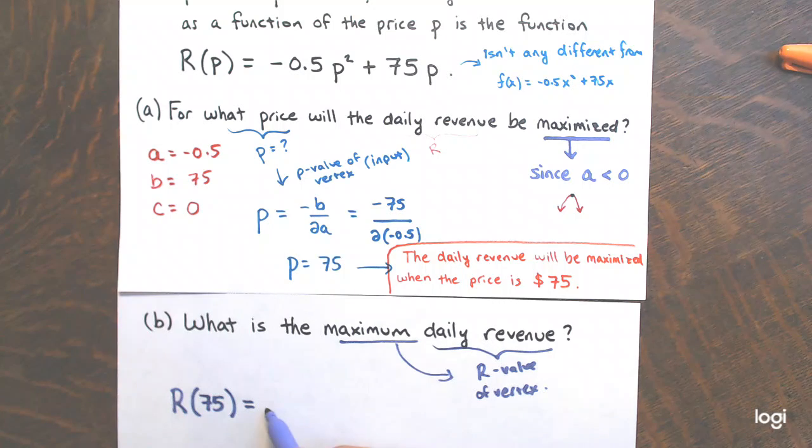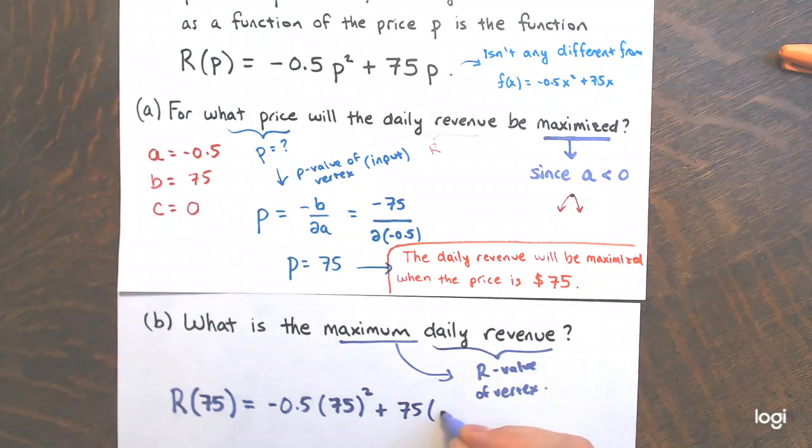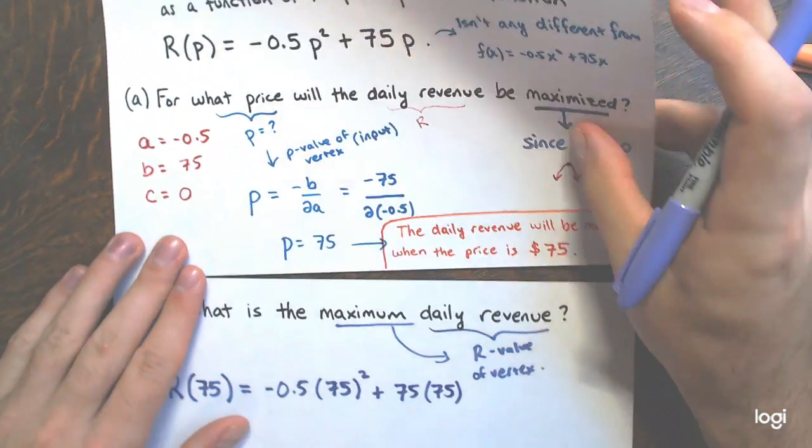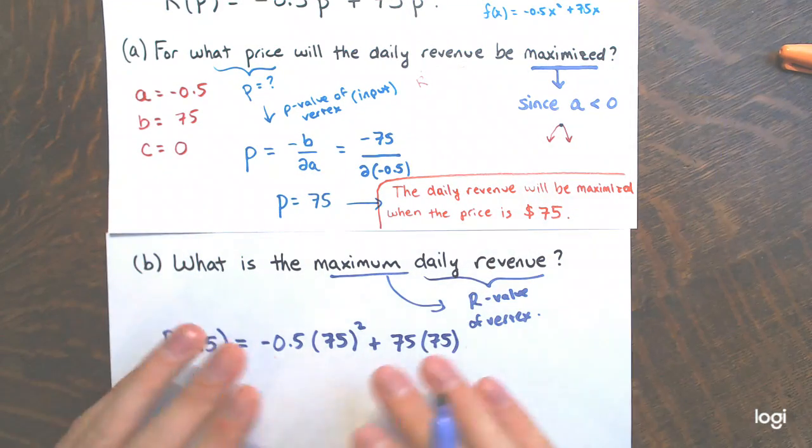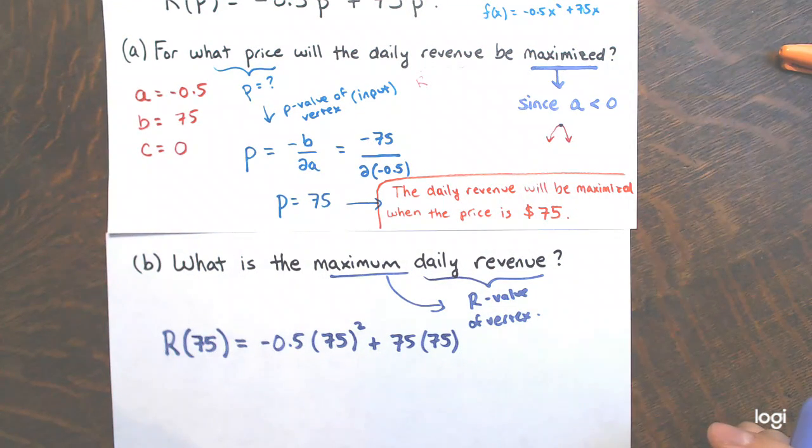Okay, so I put that in. That's negative 0.5 times 75 squared plus then 75 times 75. Now you could punch this into a calculator if you want. I don't know, something I'm noticing is that really these are both 75 squared. Both of these have 75 times 75 really. So you could factor that out.